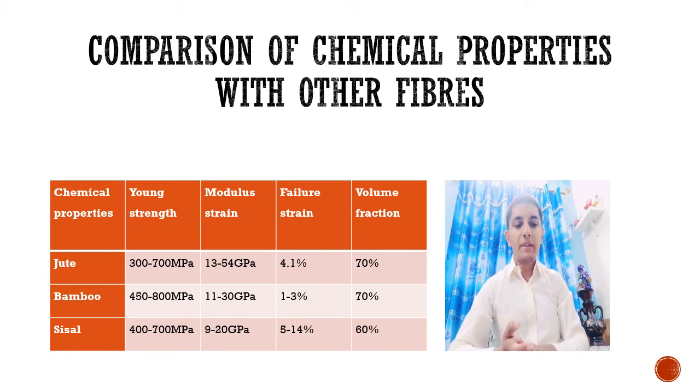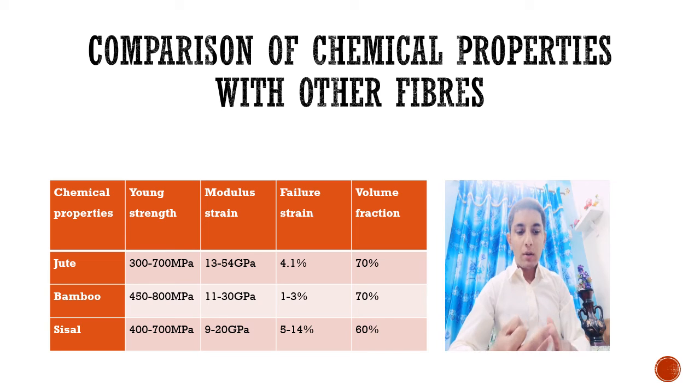Now we will discuss the comparison of chemical properties between jute fiber and other fibers. There are three fibers: jute, bamboo, and sisal, and we will discuss four properties: young strength, modulus strain, failure strain, and volume fraction. First of all, young strength. Jute has 300 to 700 MPa. Bamboo has 450 to 800 MPa. Sisal has 400 to 700 MPa.